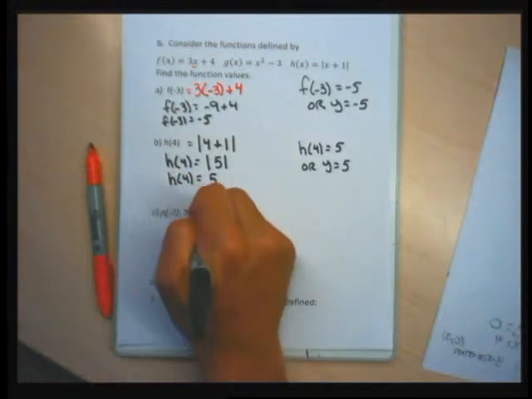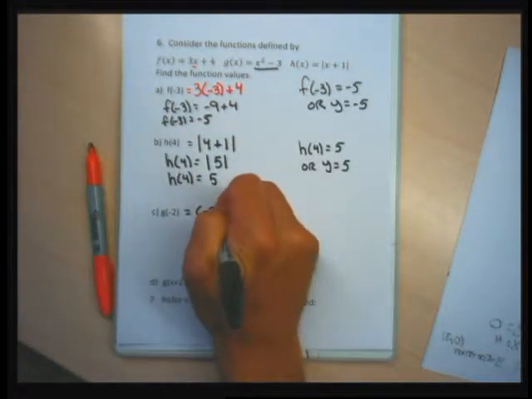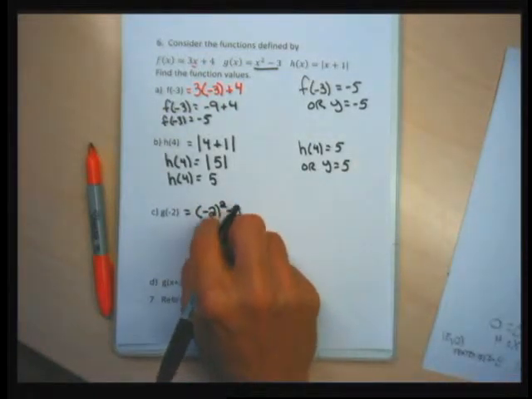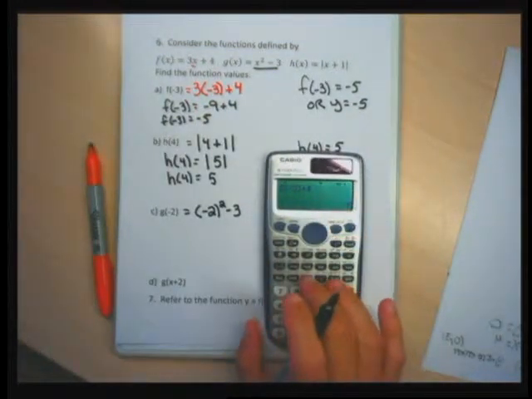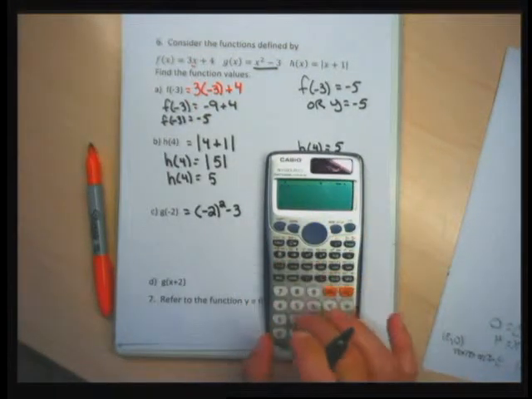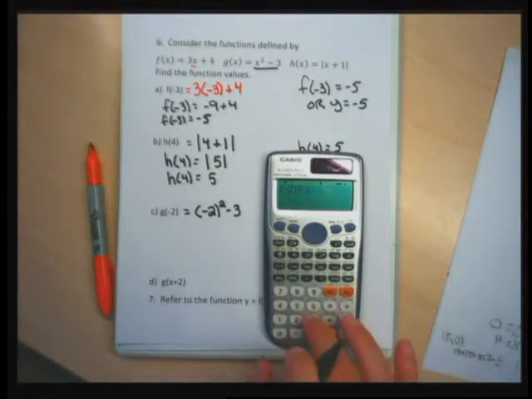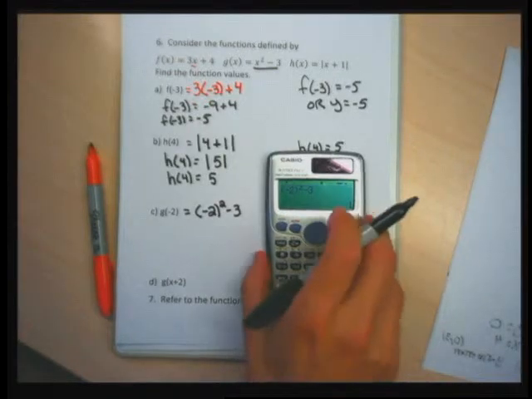For C, I'm going to use the g function and change the x to -2. I'm going to go -2 squared minus 3. When you're squaring a negative, the 2 has to be inside the parentheses. If I wanted to do this on my calculator, I'd go (-2) squared minus 3. If I didn't have the negative inside the parentheses, my calculator would give me the wrong answer, and I get 1 for what my answer should be.